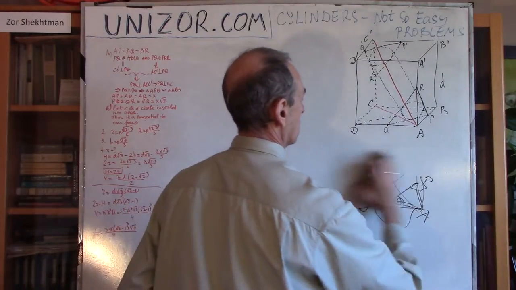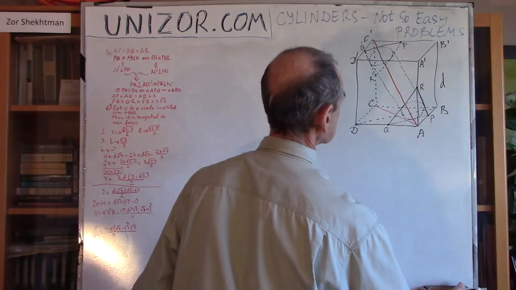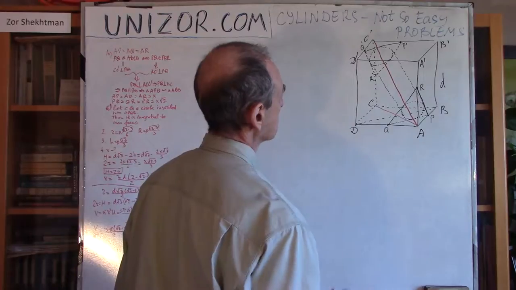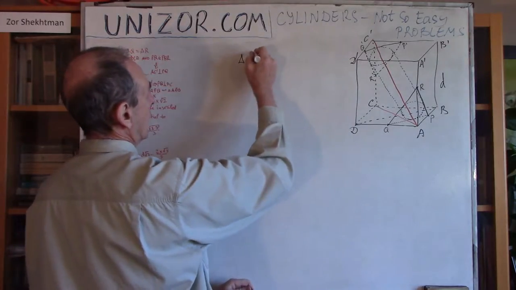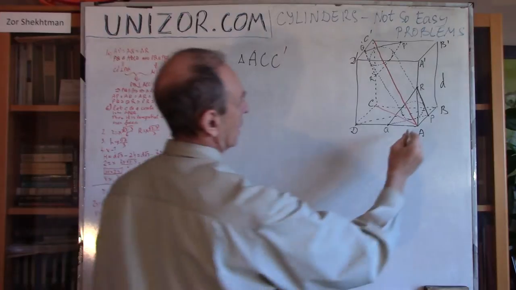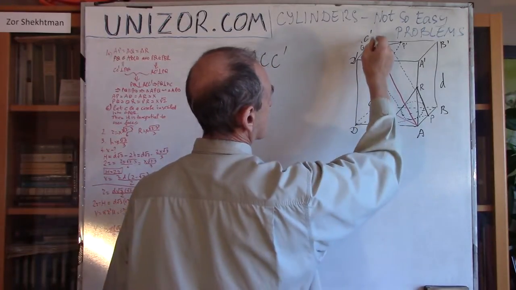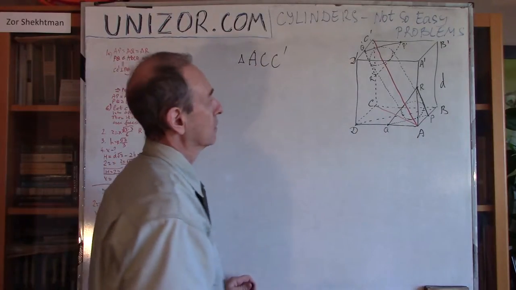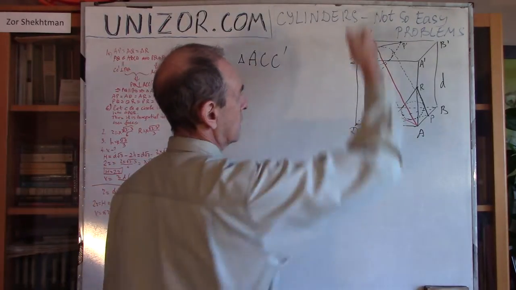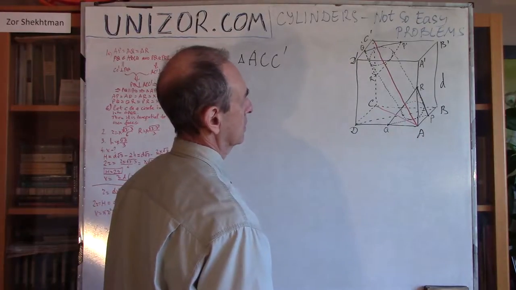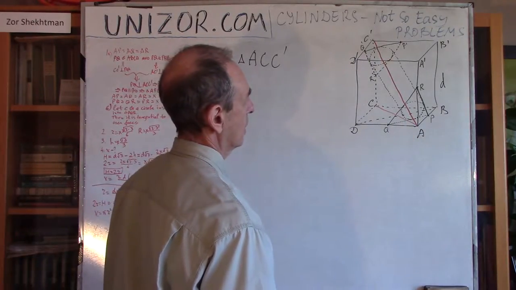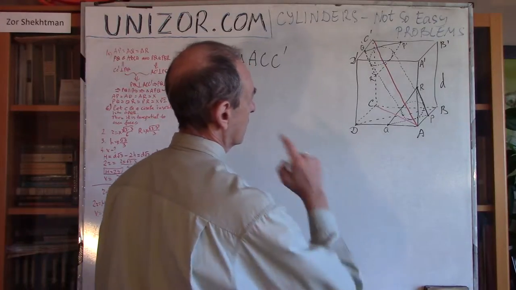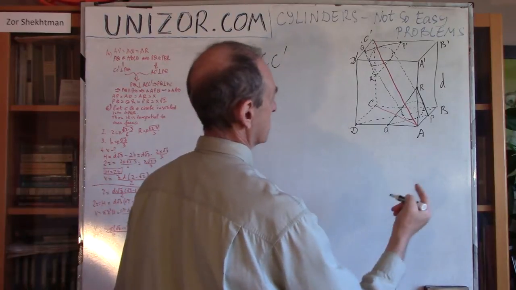All right, so let's just think about it. Consider triangle ACC prime. It's basically a vertical plane cutting through our cube. Now, what do we know about this?